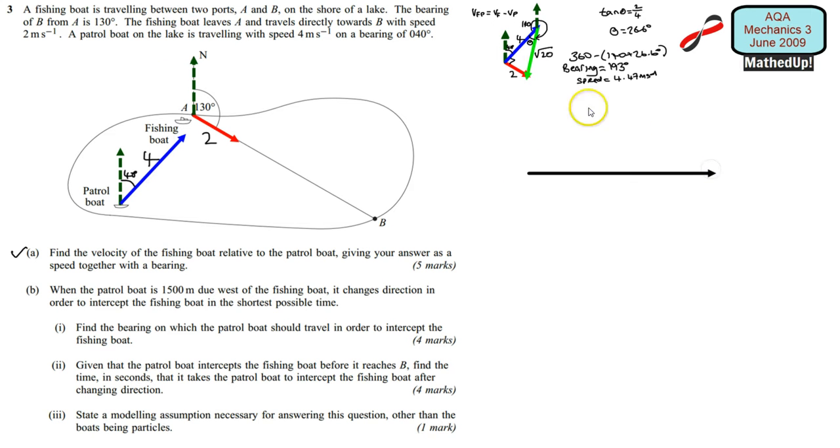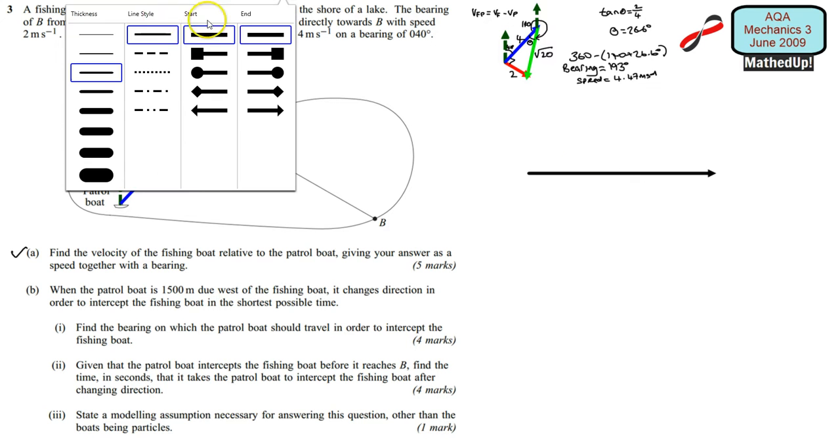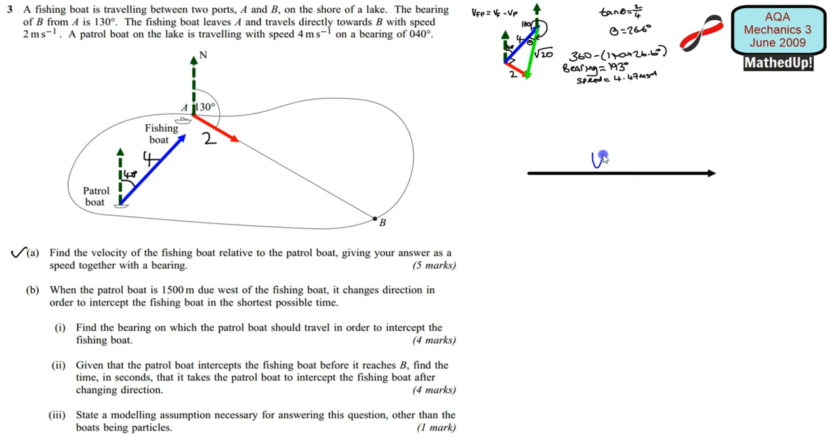to the fishing boat. So what we're saying is that there is going to be the velocity of the fishing boat, the velocity of the patrol boat relative to the fishing boat. So to the fishing boat is going to appear that the patrol boat is coming towards it in this direction here from the west. Now we can also write down that we know that the velocity of the patrol boat relative to the fishing boat is going to be equal to the velocity of the patrol boat take away the velocity of the fishing boat.